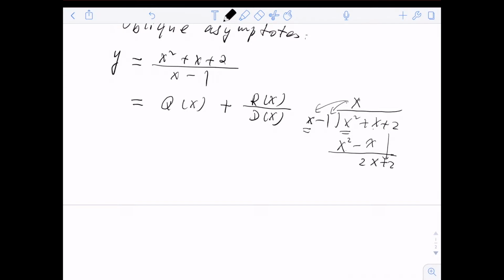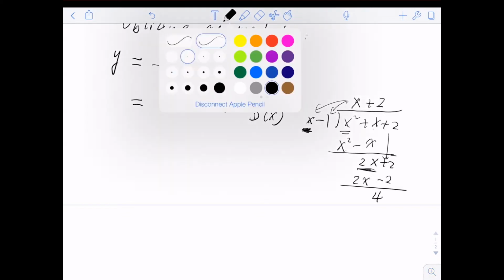So then I'm going to repeat the same process. So I'm thinking, what times x gives me 2x? So I know it was 2. So plus 2. And then multiply again. So that gives me 2x minus 2. And then subtracting again gives me 4. Right, so these are my finished long divisions.